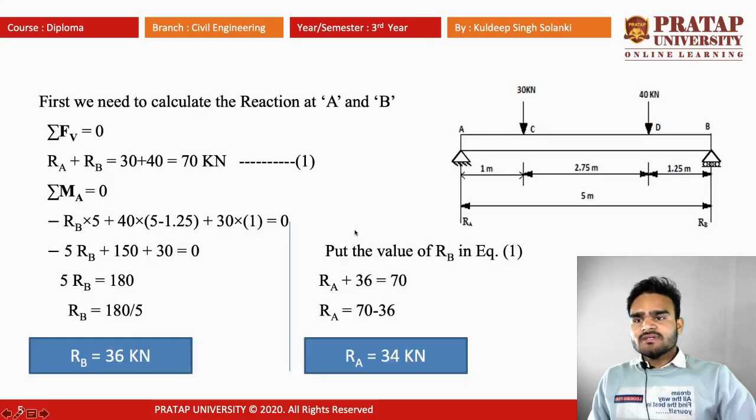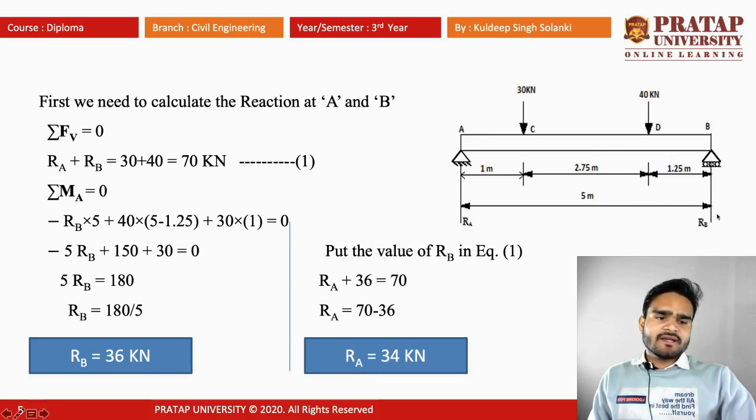Now it starts. This is our beam. First we need to calculate the reactions at A and B, since we don't know them. We know the equilibrium equations: the summation of vertical forces equals 0, and the summation of moments at any point equals 0. The first equilibrium equation is the summation of vertical forces equals 0.